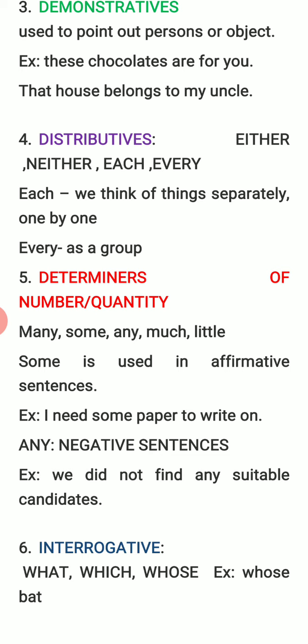Last is the interrogative determiners. What are the interrogative determiners? They are used for asking a question. What, which, whose. Whose book is this? Whose bat is this?